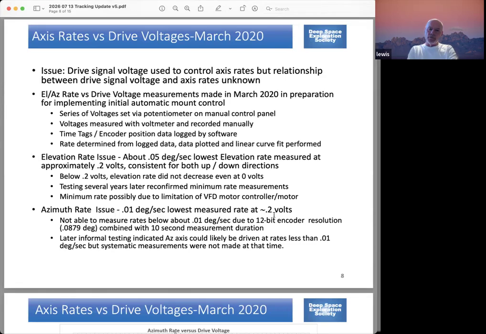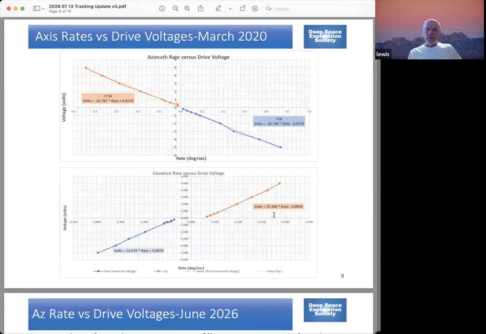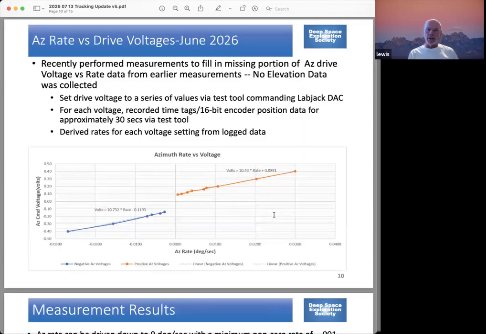Later, when we were doing some testing, I was out in the tower and Glenn commanded it to some really low voltages, and I noticed that the shaft for the azimuth was turning at lower voltages than that. So it made me realize we probably just didn't measure it because it was turning too slow to measure on the 12-bit thing. That was one of the driving factors of going back out and remeasuring that. So we can skip on to the next slide.